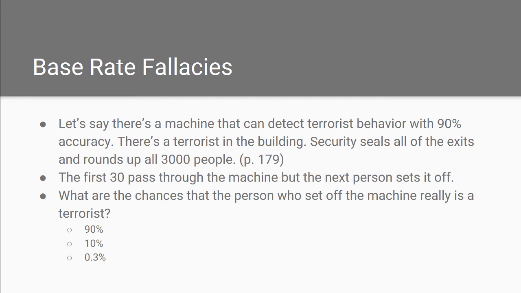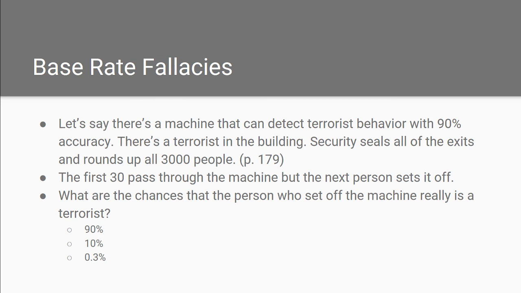Base rate fallacies. Let's say there's a machine that can detect terrorist behavior with 90% accuracy, right? The government came out and said, hey, we have a machine that can detect terrorist behavior. Minority Report style, if you've ever seen that movie, right? Let's say it's 90% accuracy. There's a terrorist in the building. Security seals all the exits and rounds up all 3,000 people in the building.